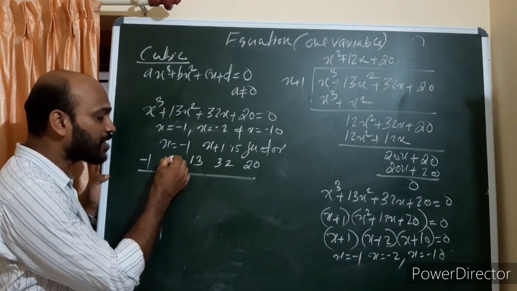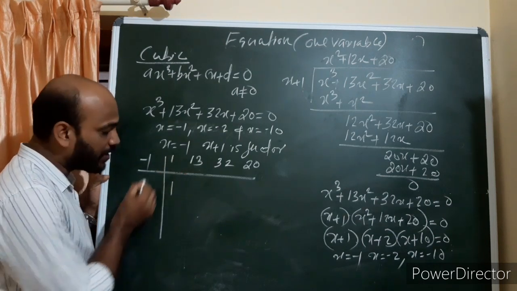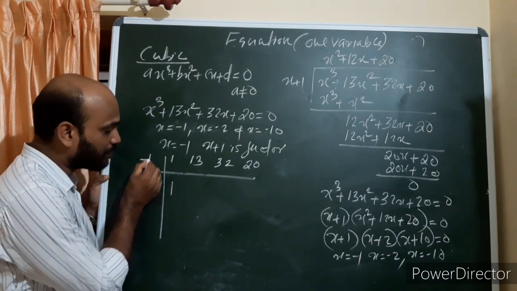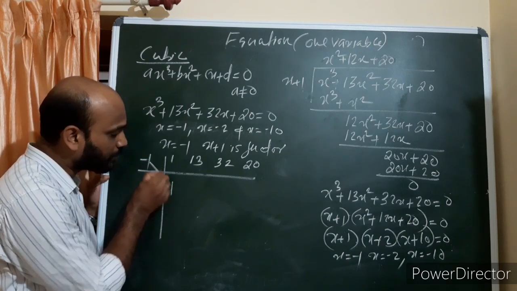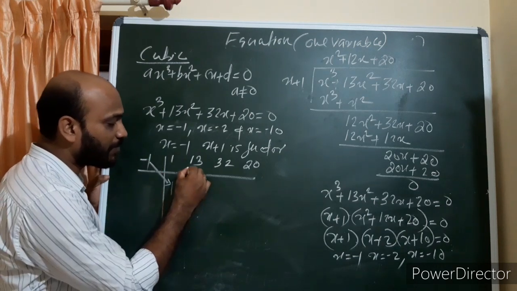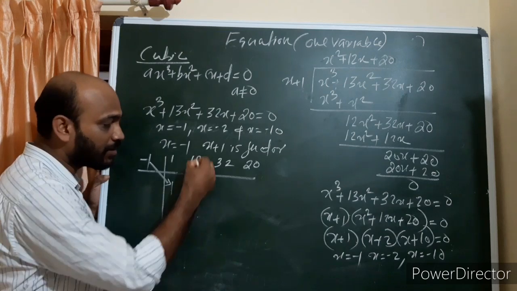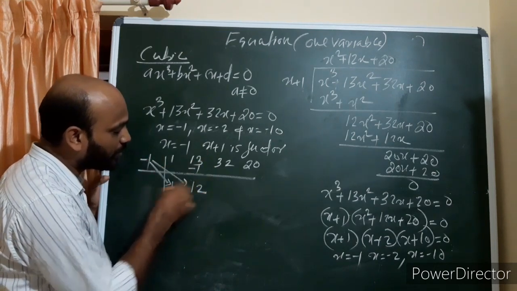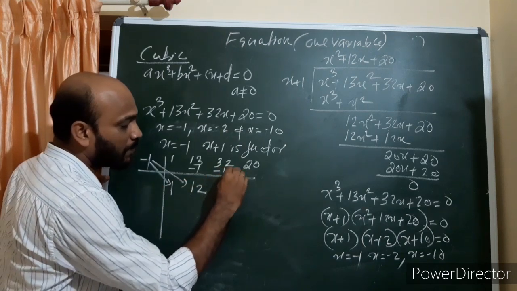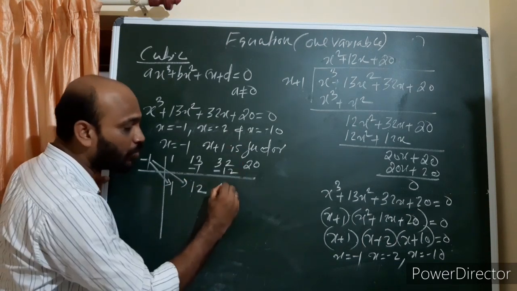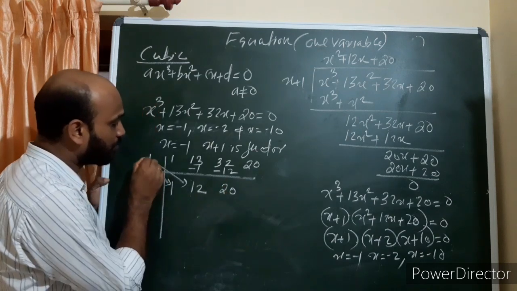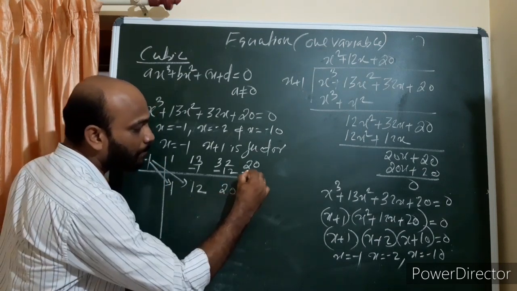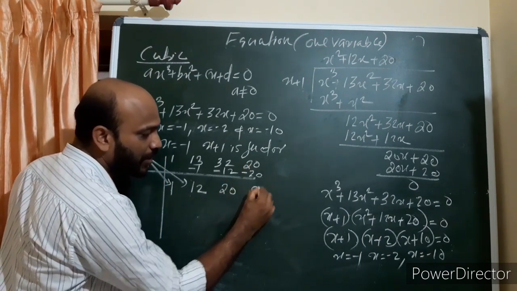First you have to write this element as it is. Then you have to multiply diagonally. Minus 1 into 1, that is minus 1. You have to write it here. Now these two have to be added, so we'll get 12. Then minus 1 into 12, that is minus 12. Adding these two, we'll get 20. Then minus 1 into 20, minus 20. You will get 0 here.